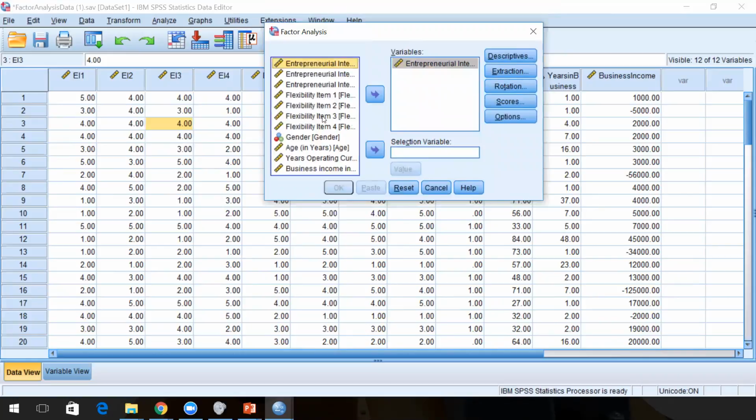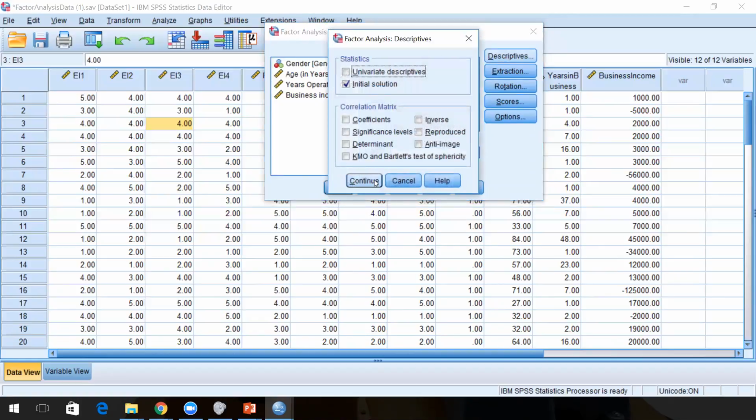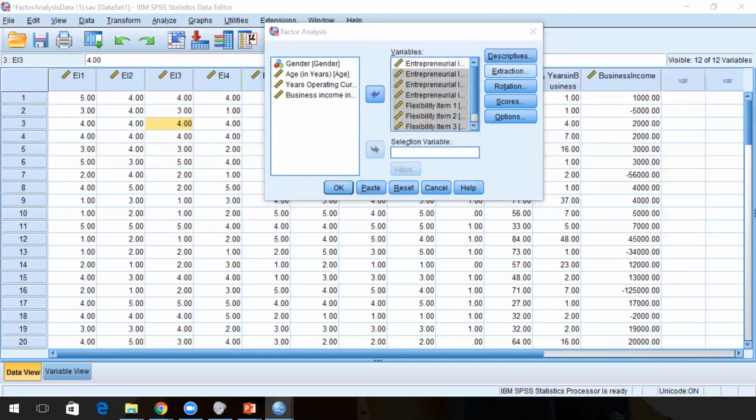I'm just going to select all of them and put them all in. There's no need to add the other variables like gender and age. You don't typically do factor analysis on something like age, which you just ask someone their age. It's one question that measures it. It's not an attitude. It's very objective. We don't need to include that in our factor analysis. But we will include the ones we have here.